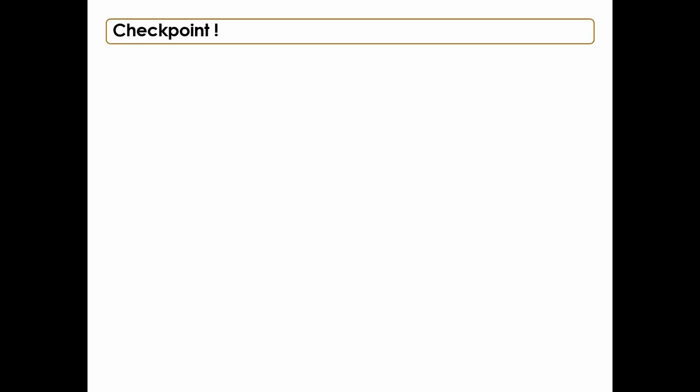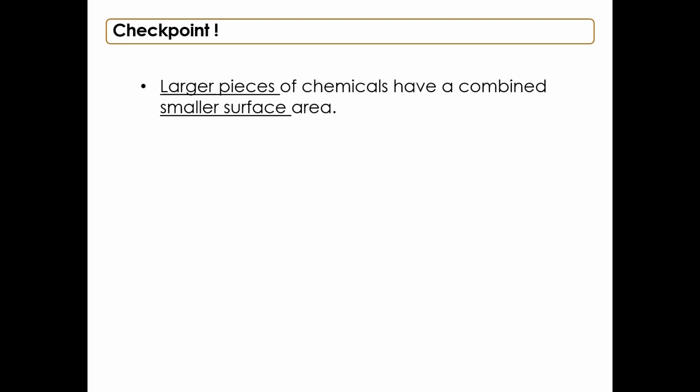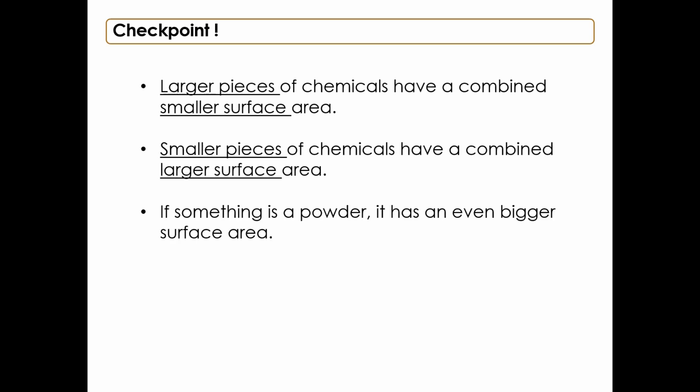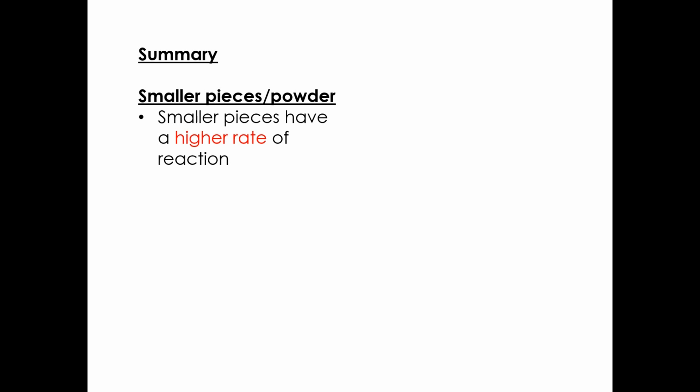This is a good point to check our understanding. So if we have larger pieces of chemicals, they have a combined smaller surface area. If we have smaller pieces of chemicals, they have a larger surface area altogether. So if we had something in a powder, which is tiny pieces, it's got an even bigger surface area. So how do we explain the difference in the rate of reaction that we saw with the experiment? Well, smaller pieces or powder have a higher rate of reaction.